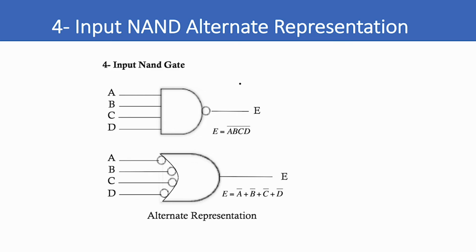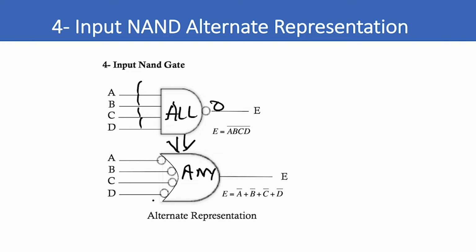The alternate representation of a 4-input NAND gate: to create it, you change this all to an any. So the all says when we have all 4 1s, the highest value, 1, 1, 1, 1, the output's going to be 0.